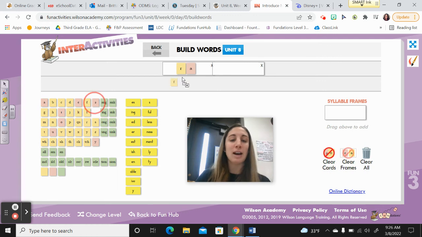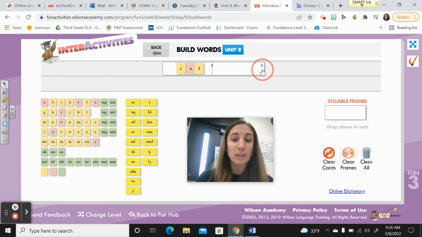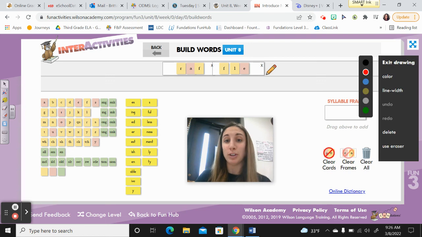R-A-F. Now we have to think, is this a consonant LE word or is it a schwa? If you need to look it up, use your student notebook and look in your spelling options section. Raffle. What is it? Consonant. We need our consonant F, L, E. And now that we have this word, let's review really quick.